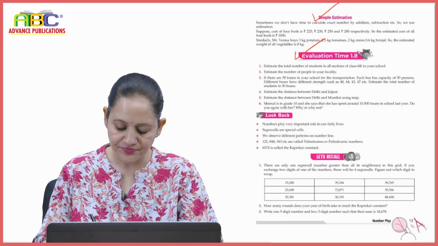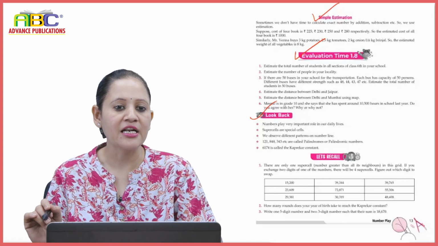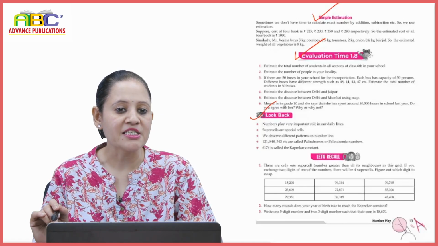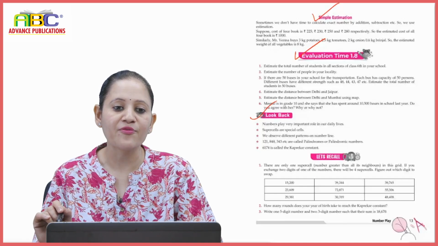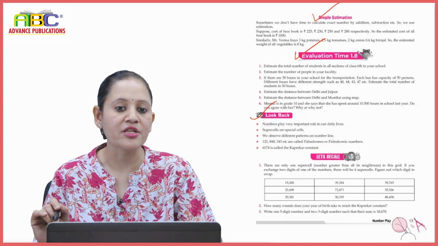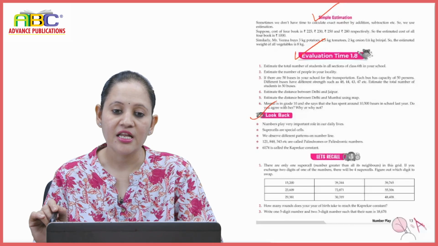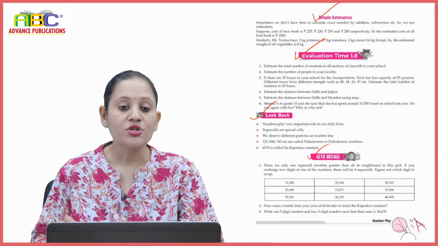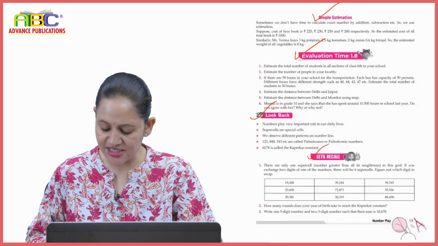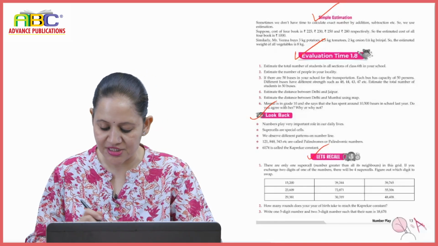Next, look back. Numbers play a very important role in our daily life. We observe different patterns on the number line. 121, 848, 343, etc. are called palindromes or palindromic numbers. 6174 is called the Kaprekar constant. Let's recall. All these questions are based on the questions we have done in the chapter earlier. So you have to practice all the questions.